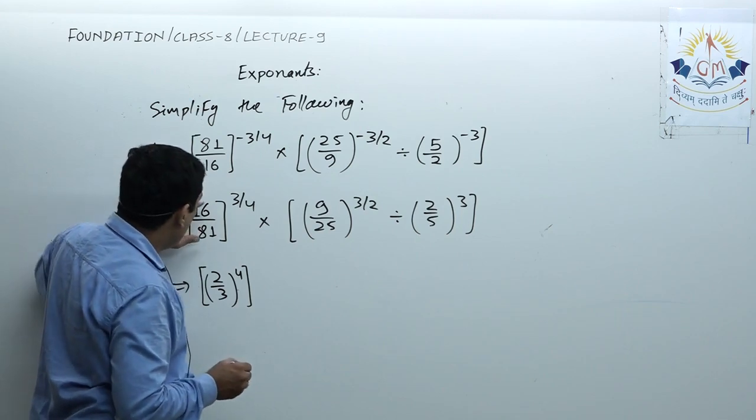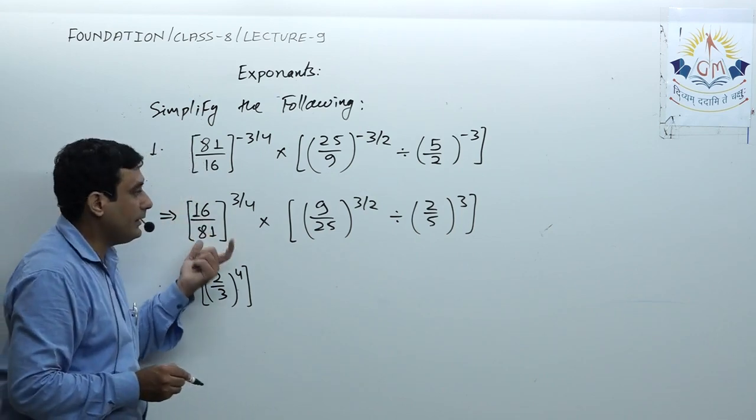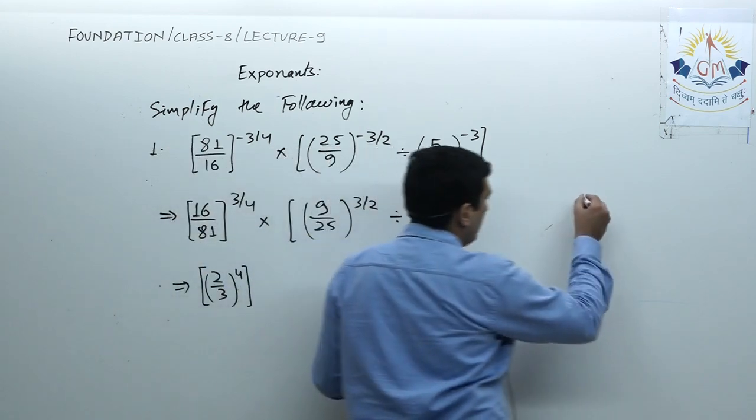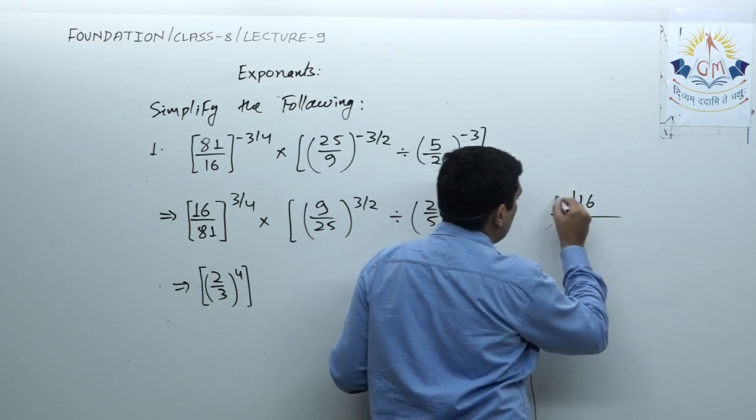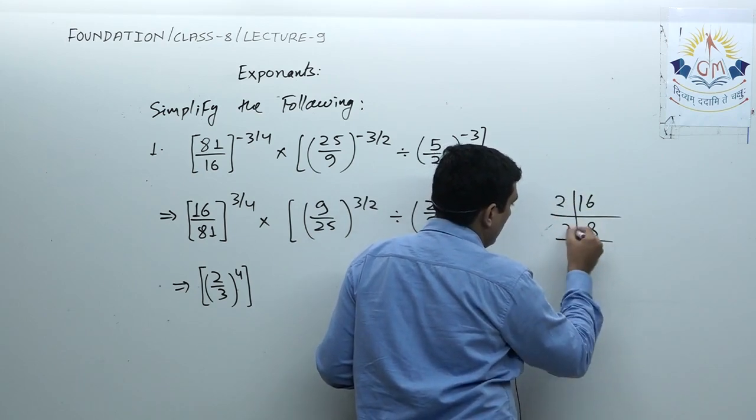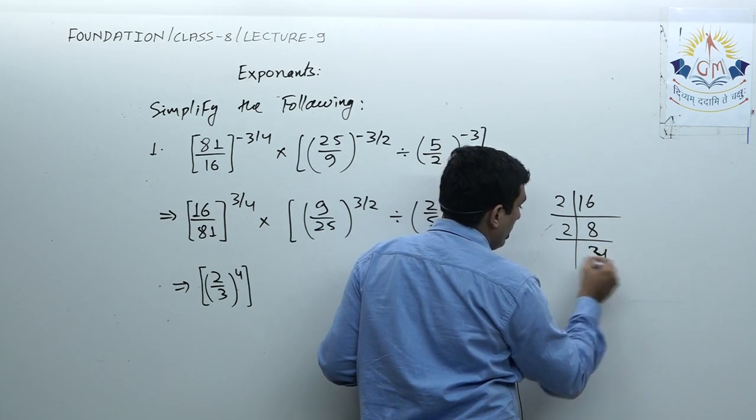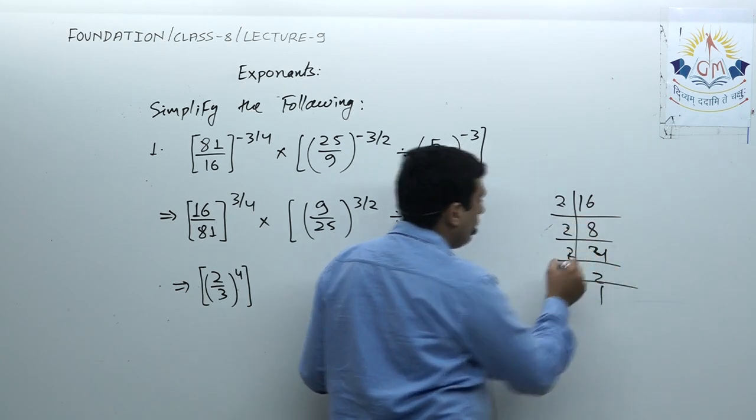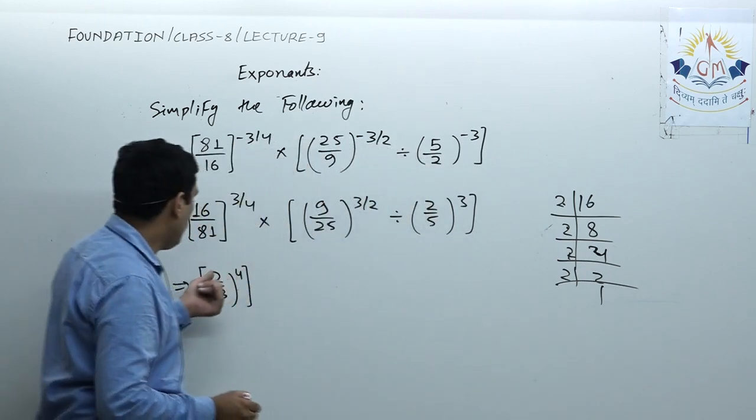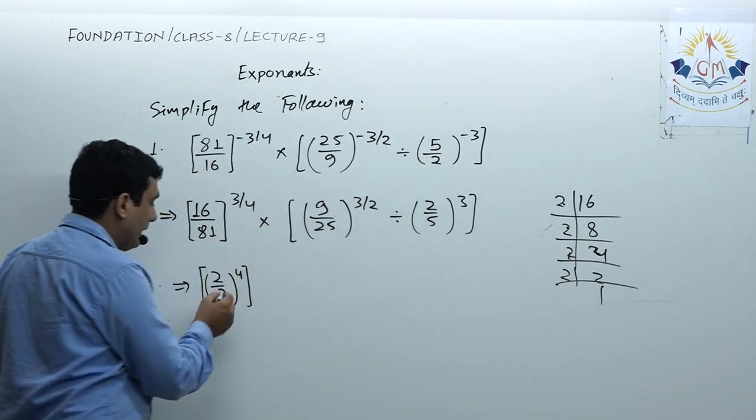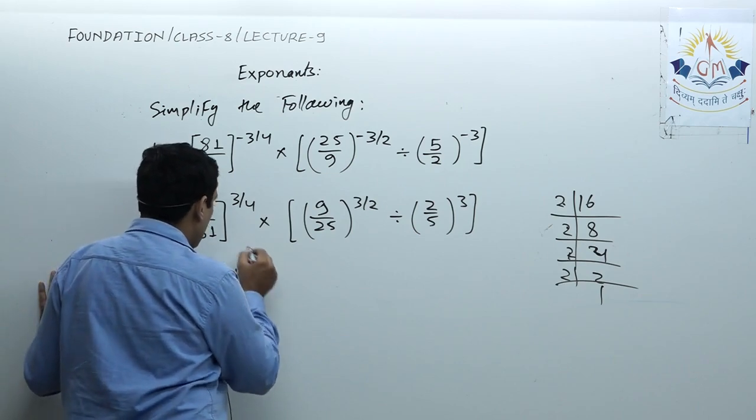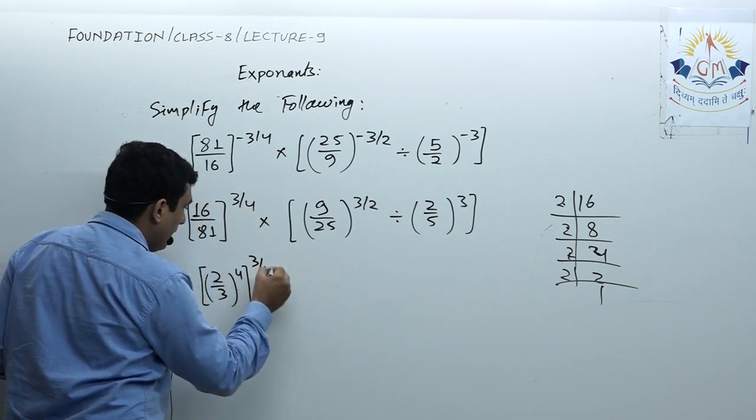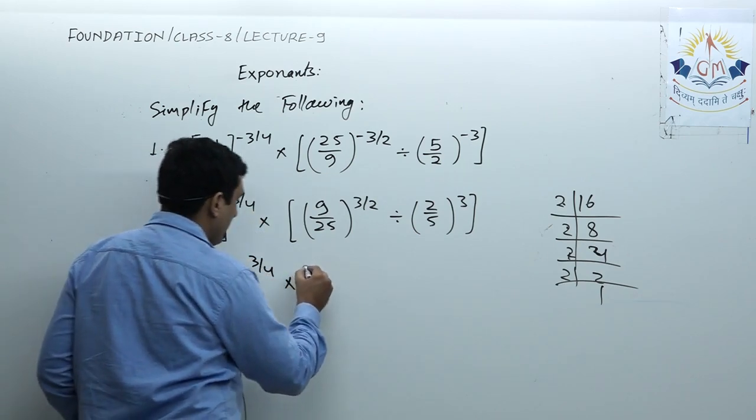If you do not know these things directly, then you should know this method to find the factors. 2 8s are 16, then 2 4s are 8, then 2 2s are 4, and 2 1s are 2. So here you can see there are four 2s, so 2 raised to 4. Similarly, 81 is 3 raised to 4. Now this 3/4 remains as it is, multiplied by.